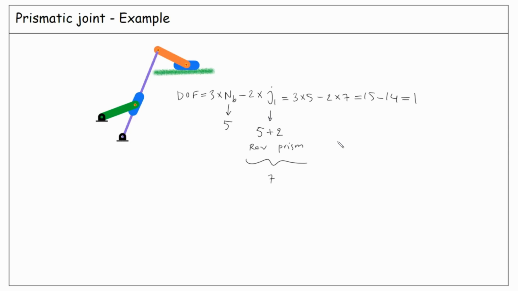Okay, that's all about the prismatic joint. In the next lecture, we will talk about the rigid joint, when 2 bodies are rigidly welded to each other.